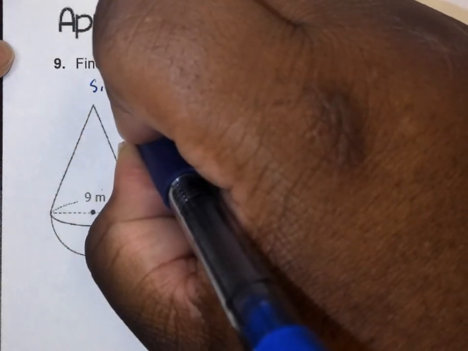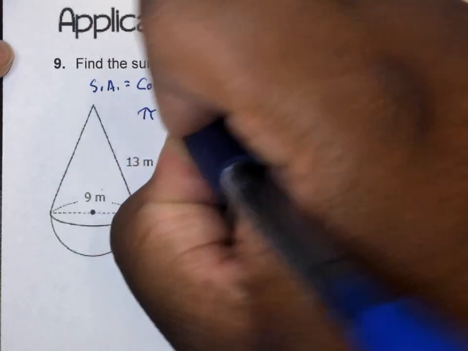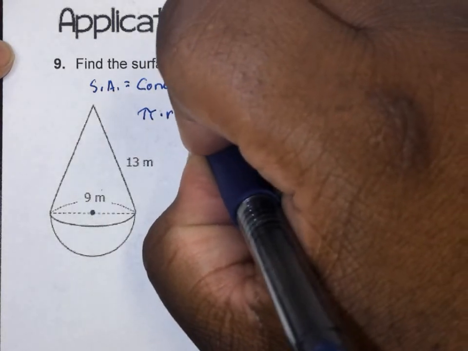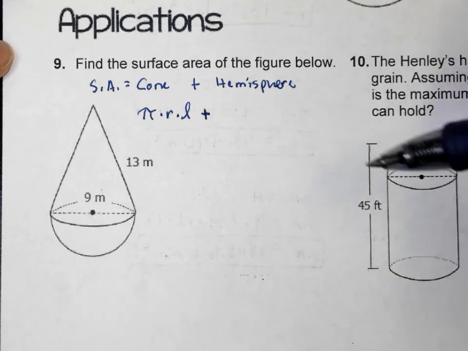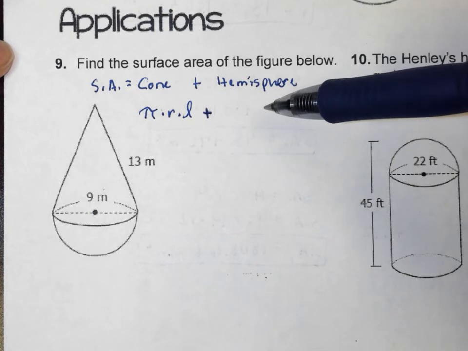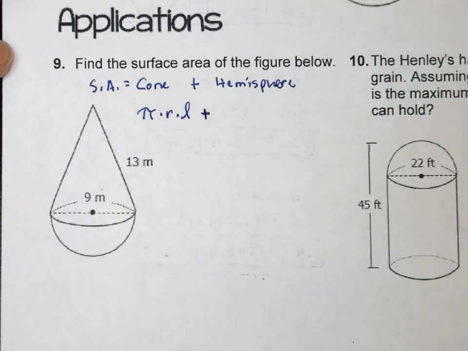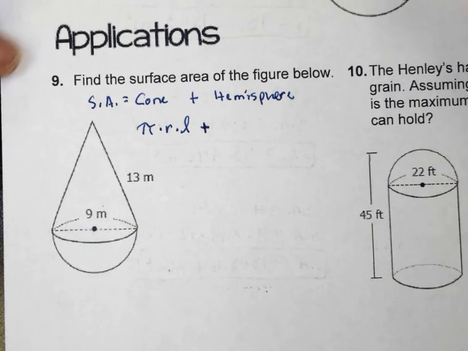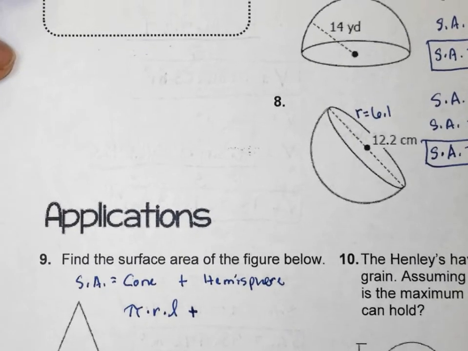Pi times r times slant height. I'll make the adjustment for you. It's slant height, not length, but I get it. At least you remembered it. For the hemisphere, we need the surface area, but the surface area we can see, which is basically this lateral area down here. What adjustment would I make to the formula to do this area of this hemisphere?